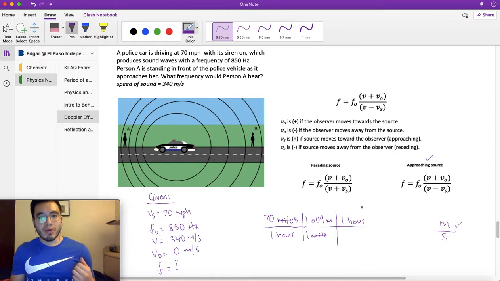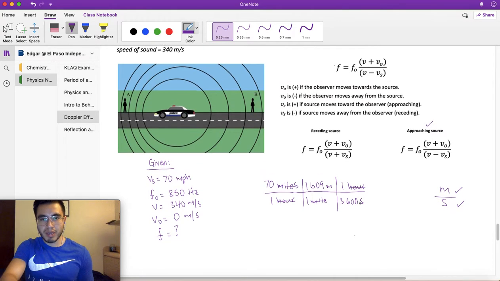I believe with all my heart that you know 1 hour contains 3,600 seconds, and that is just 1 hour contains 60 minutes, 1 minute contains 60 seconds. 60 times 60 is 3,600, so 1 hour contains 3,600 seconds. We cancel this hour with this hour, and we have meters per second. Check. Now all we do is multiply all the numbers on the top and divide them by the multiplication of the numbers on the bottom. Okay?